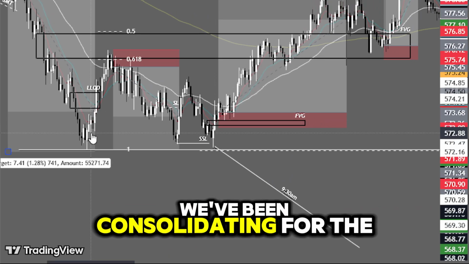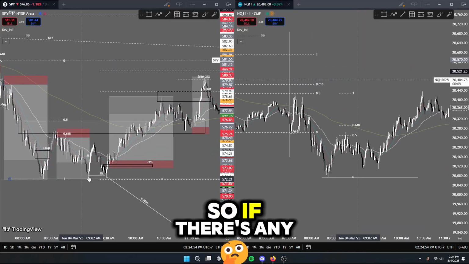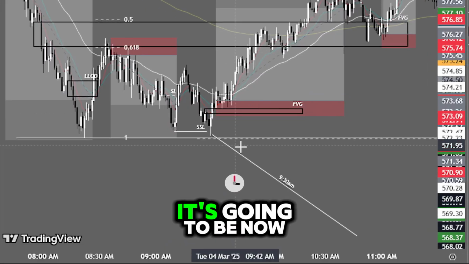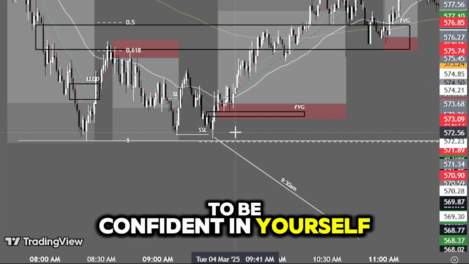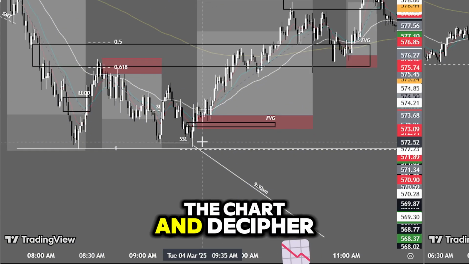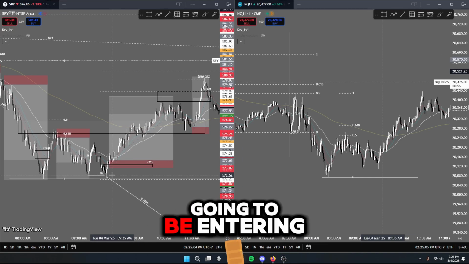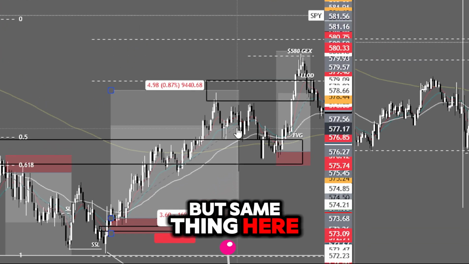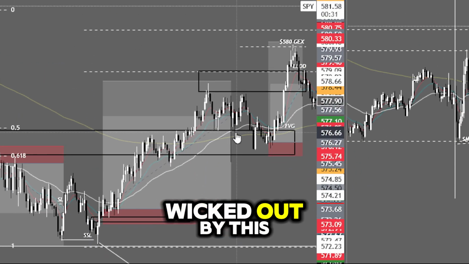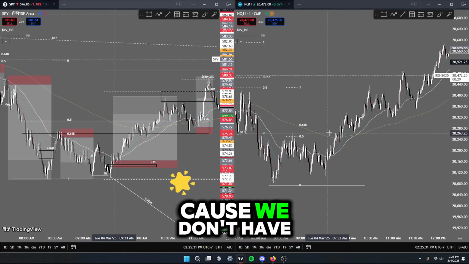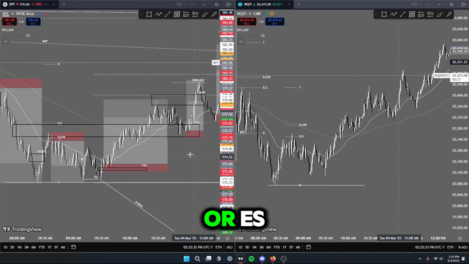We've been consolidating for the past hour or so. If there's any time to get in calls, it's going to be now. Sometimes you just have to be confident in yourself. You have to be able to look at the chart and decipher, this is what I'm going to be entering. But same thing here. I end up holding it, keep on chasing it until I eventually get wicked out by this, which is strange because we don't have that happen on NQ or ES.